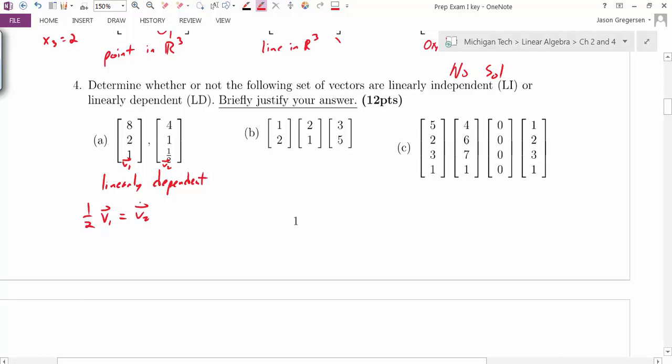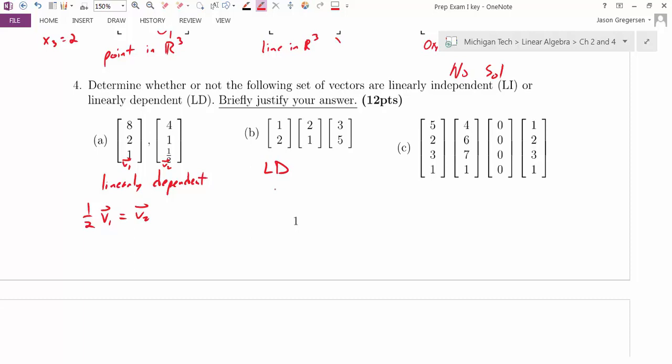Now we go on to the next one. The next one I have three two-dimensional vectors, three vectors in R2. And so right away I know that these ones must be linearly dependent. And why does that make sense? Well, any three vectors in R2 must be linearly dependent. We have too many vectors given their dimension.